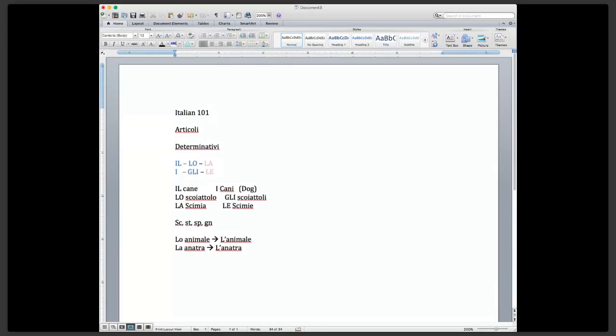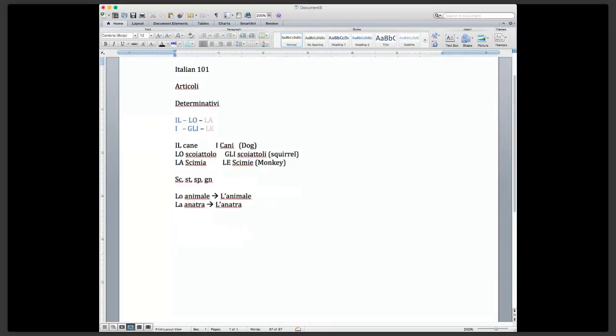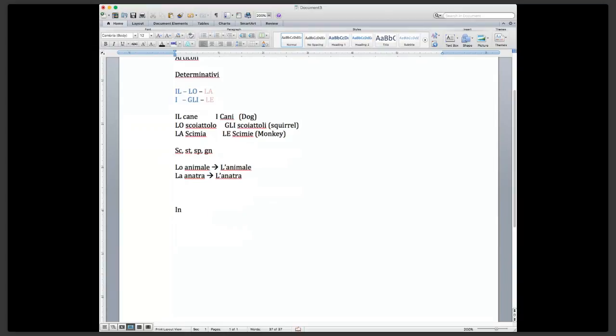So I'm going to type in a couple of the things that we've been talking about. These are the determinative articles, and we're going to go to the other articles, which are indeterminativi. These articles are going to be very simple. It's the same formula, and it's un, uno, una. And that's it, because indeterminative means one of those.